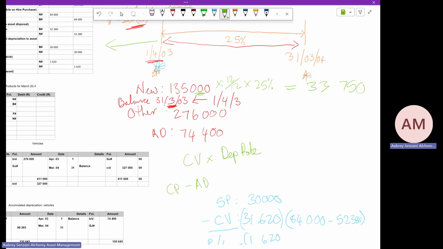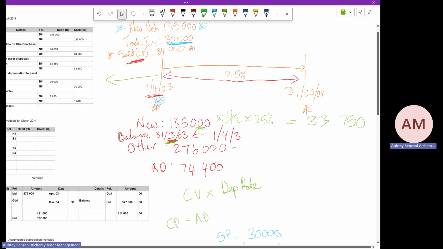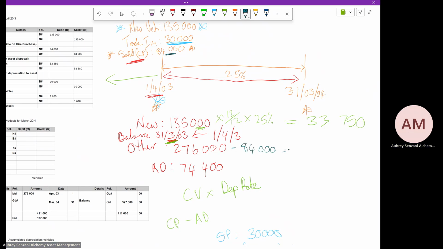So let us begin to calculate. We know that the cost price of all our equipment on the 31st of March, not May, is 276,000. But this 276,000, like we mentioned earlier, includes the asset that we sold the very next day, which was valued at 84,000. So we have to take 276,000 minus 84,000 to get the value of only the other vehicles that we still have after the sale of this vehicle worth 84,000.